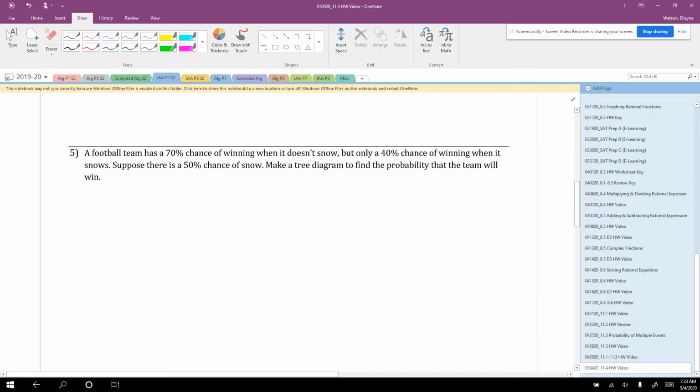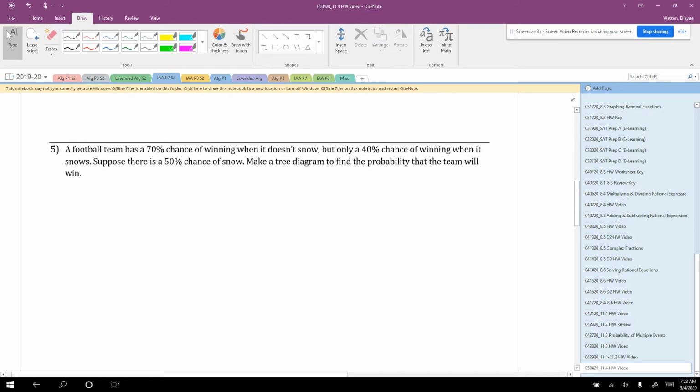Okay, let's go down to number 5. So here's our tree diagram. What you need to do when you do a tree diagram is figure out what your first 2 branches are. So it says here that there's a 70% chance of winning when it doesn't snow, but only a 40% chance of winning when it snows. So what do you have to know first in order to find out if they're going to win? You have to know if it's snowing or not. So I always do this, and I'm going to start with this is going to be snow, and this is going to be no snow.